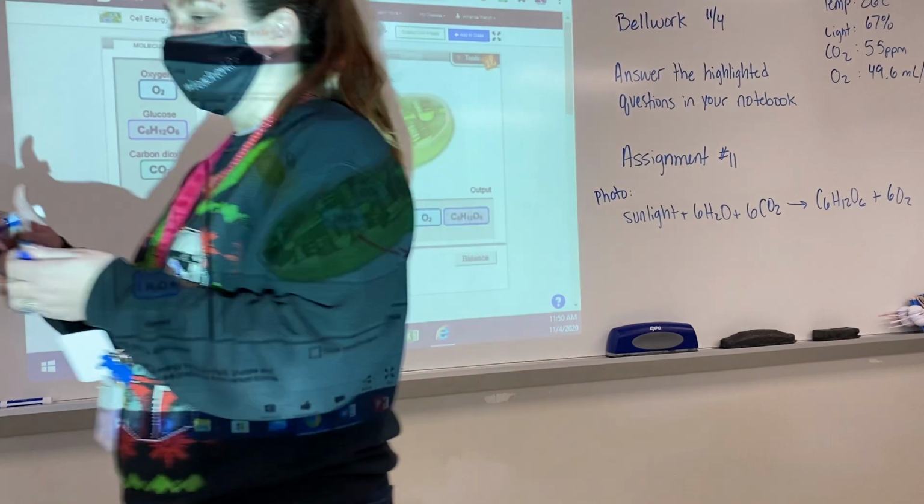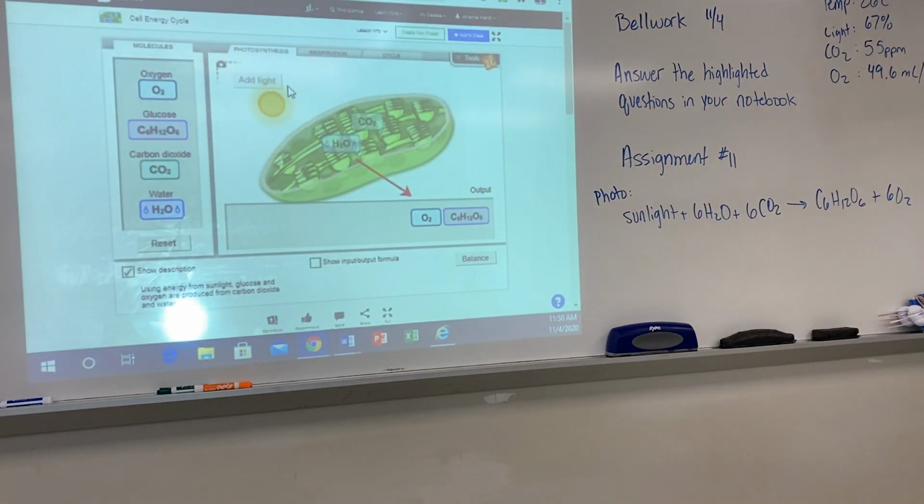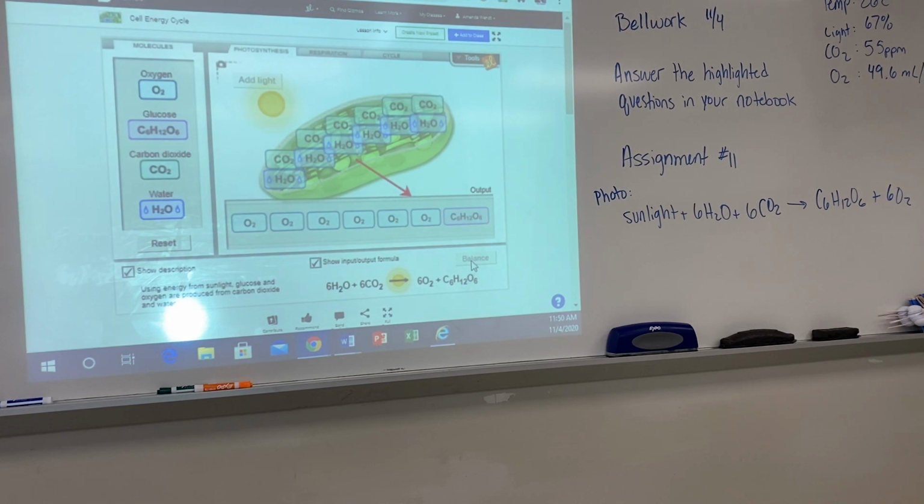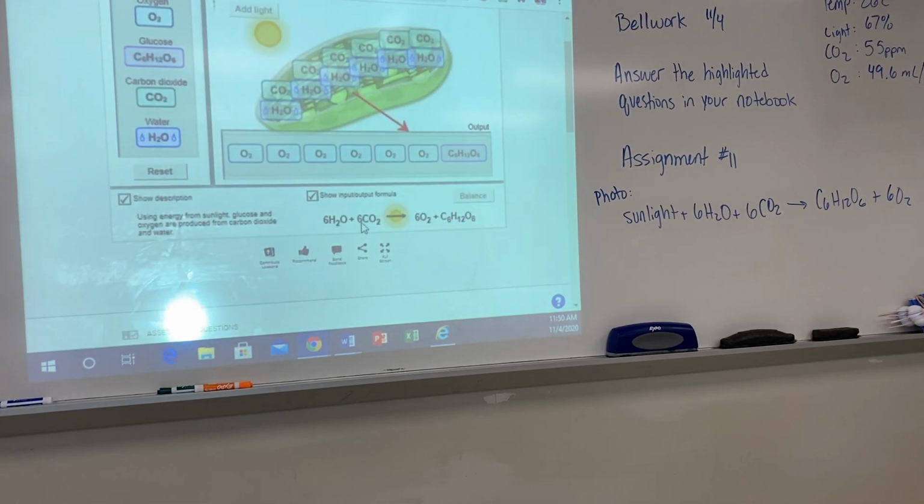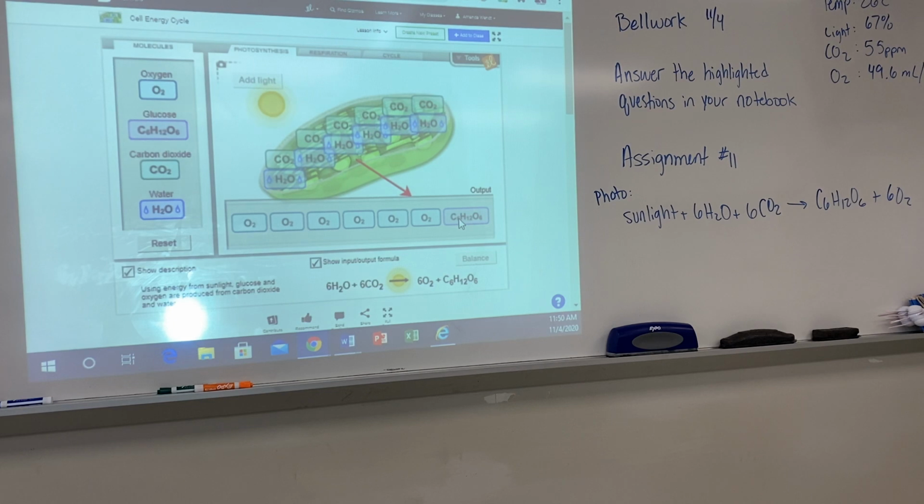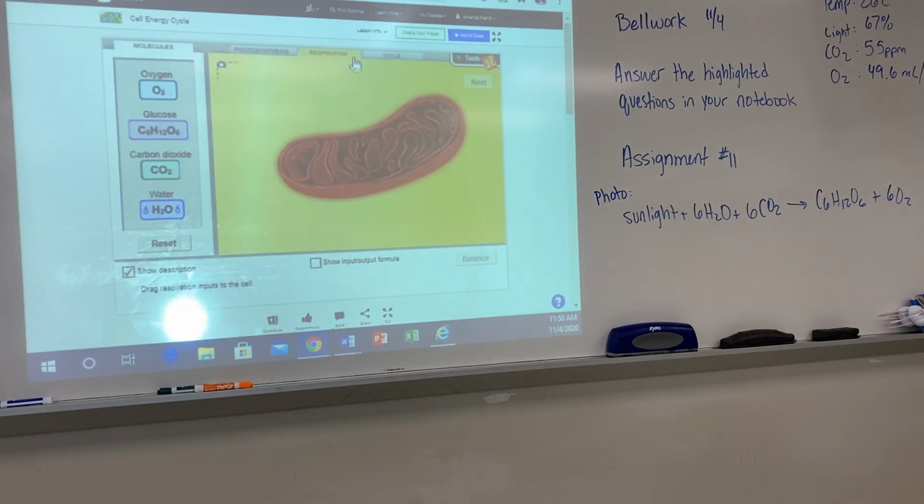All right. So let's see if we have our balanced chemical equation correct. So we do. 6 H2O plus 6 CO2 plus sunlight yields 6 O2 plus C6H12O6. There we go. All right. What is this thing?